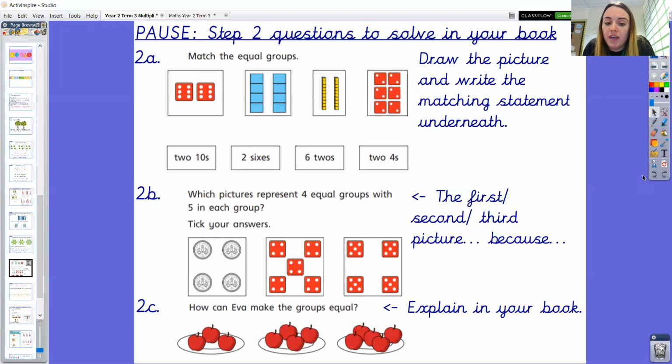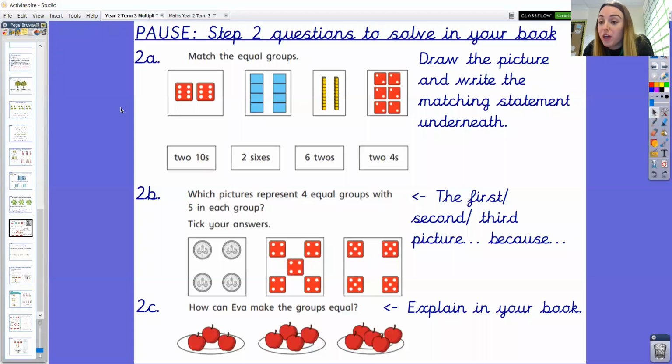For 2C, it asks how can Eva make the groups equal? So please explain in your book. You may choose to use the sentence, Eva can make the groups equal by. You might prove it by even drawing a picture. Have fun, Year 2.